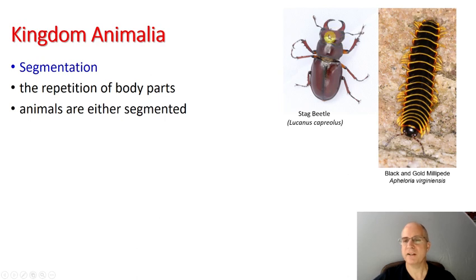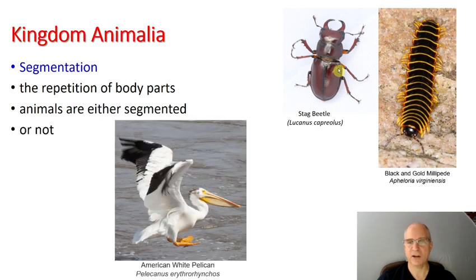When we look at the beetle here, it's going to have a head segment, the thorax, and the abdomen. And you notice that there are pairs of legs coming out of the different segments here. So some animals are going to be segmented. Some animals, like the American white pelican that you see here, will not.